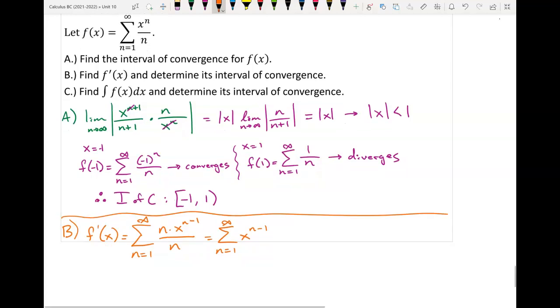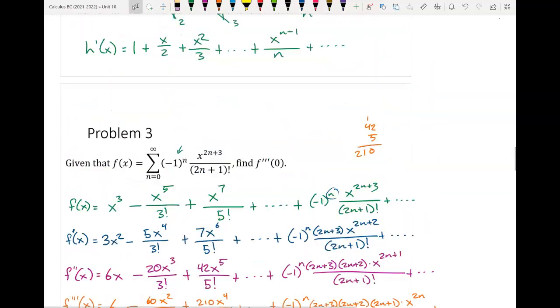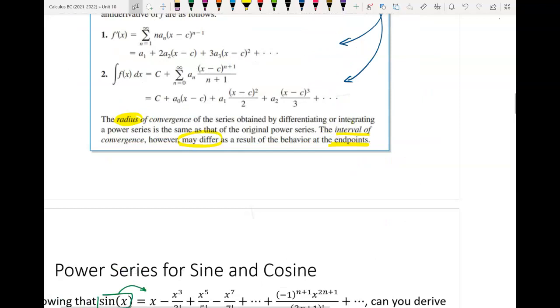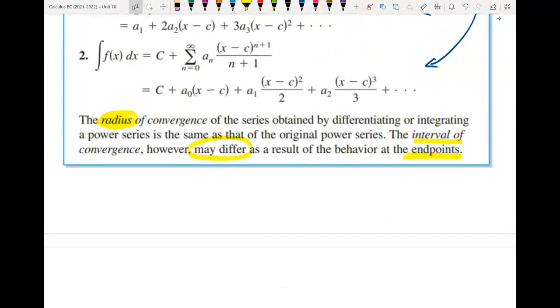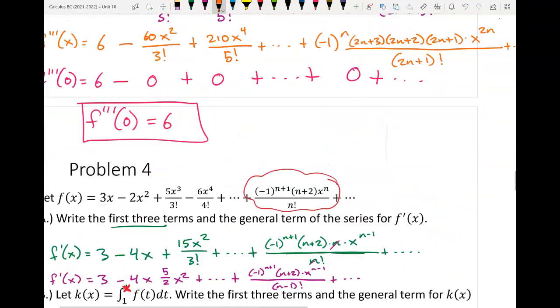All right. So, back in slide 2, a ways back, there we go, we learned that the radius of convergence of the series obtained by differentiating or integrating is the same. So, do I need to do my ratio test again? I do not. All I need to do is determine the correct interval of convergence. So I need to look at my endpoints.